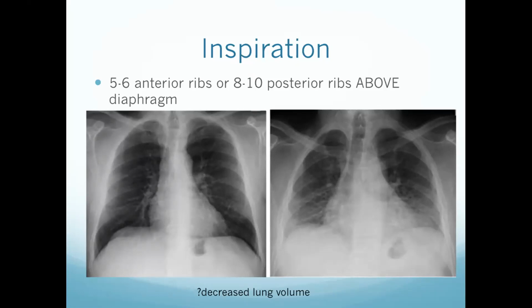I'd always avoid saying it's poor inspiration. Instead, I would say there's decreased lung volume in the right picture, for example. The decreased lung volume might be because of poor inspiration, but it might also be that they've got a very fibrotic lung, they're quite restricted, and that's just their best inspiration that they can do.